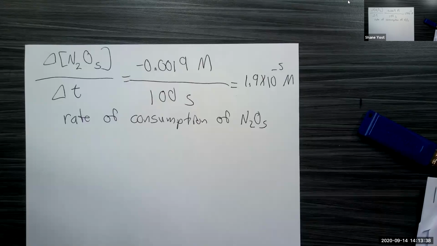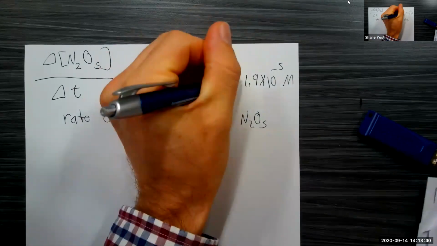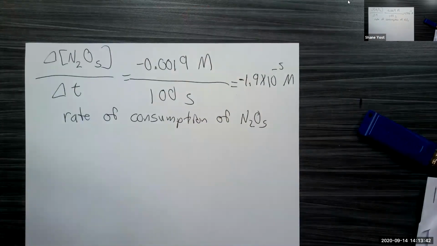Oh, did I forget to write that negative? Yes, I did. Sorry. Yeah, that's a negative, right? Yeah, the negative should still be there. I didn't do anything to get rid of it. I just forgot about it. Thank you for pointing that out.